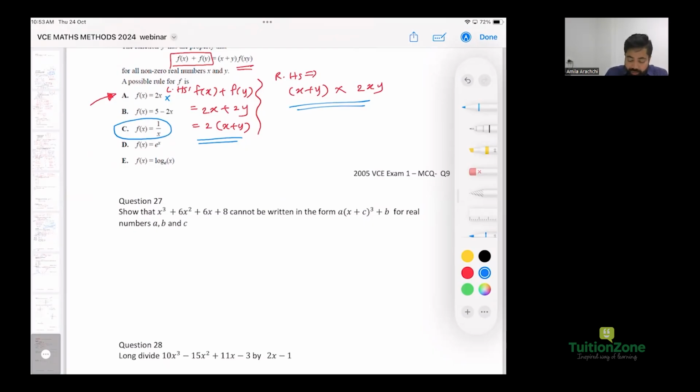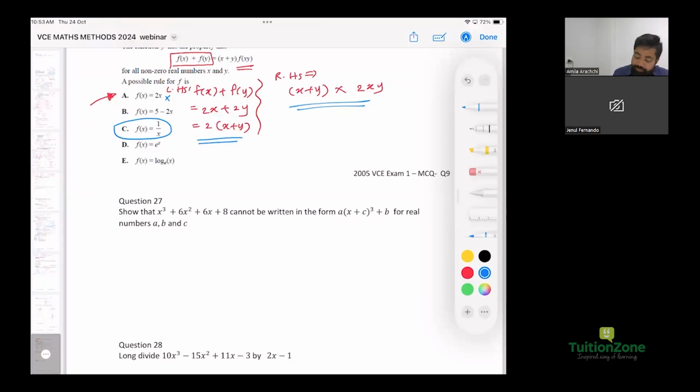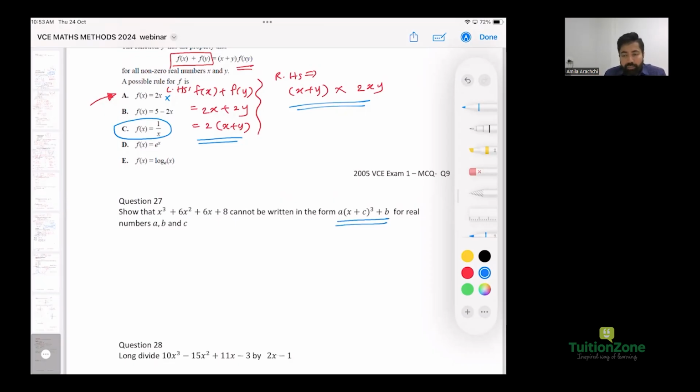It's asking to show that x cubed plus 6x squared plus 6x plus 8 cannot be written in that form. So even though they say cannot be written, we try to write it in the form, and then we will realize down the track that there's something not right. That's the reason they mention you can't write it using the same form. The technique is you write the equation, x cubed plus 6x squared plus 6x plus 8 equals this one.